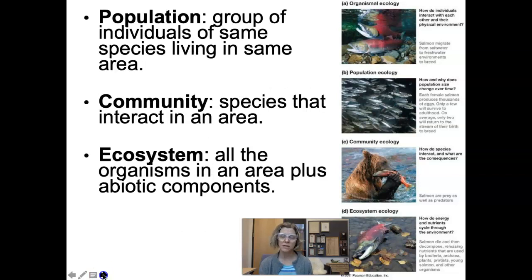When we're looking at a population, we're concerned with a group of individuals of the same species living in the same area. On the other hand, if you're a community ecologist, you focus on species that interact in an area. They're not necessarily all the same species. And in an ecosystem, you're interested in all the organisms in an area plus abiotic components. And when we mean abiotic, we mean non-living, things like temperature and maybe the geography of a space.